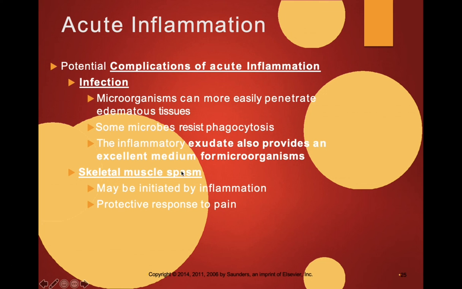Skeletal muscle spasming. Skeletal muscles become hard and stiff to protect an area that has become inflamed. So muscle spasms, stiffness and tightness can be a symptom or a complication of an infection. It is the protective response to pain.